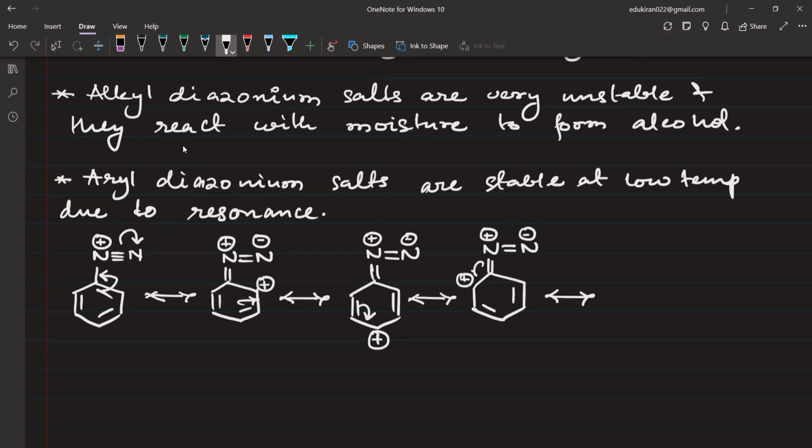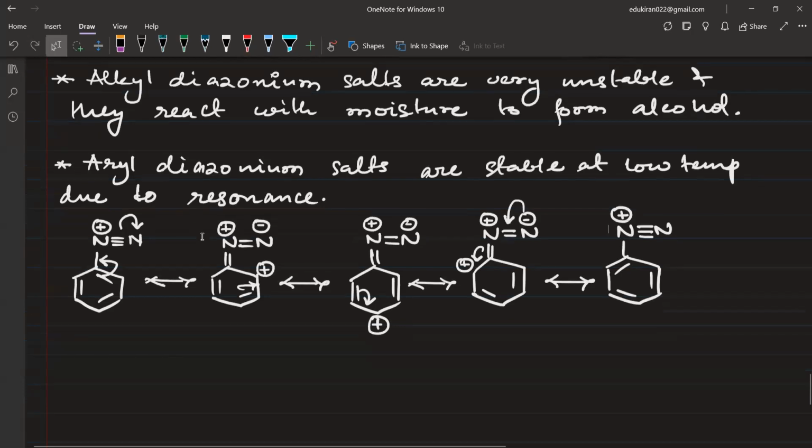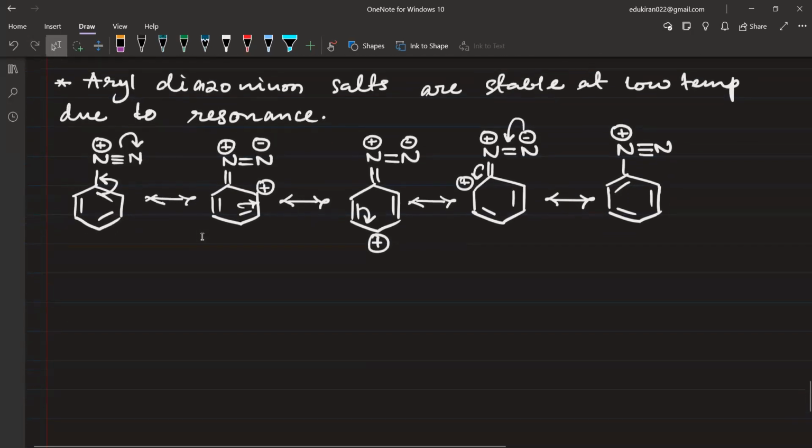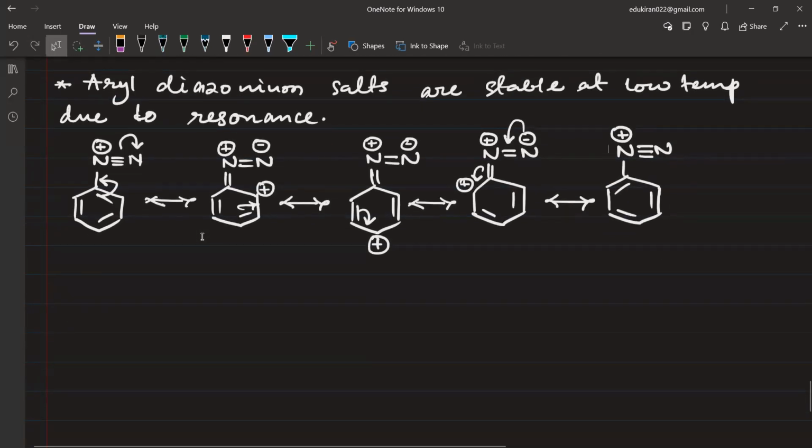Then again, this pi bond will go to this carbon atom, and this nitrogen atom will form the pi bond as before. We'll get double, single, double, single, double. You will get single bond nitrogen, triple bond nitrogen. This will have positive charge only. So as you can see, there are 5 resonating structures of aryl diazonium salt, and specifically benzene diazonium salt. That is why it is stable.